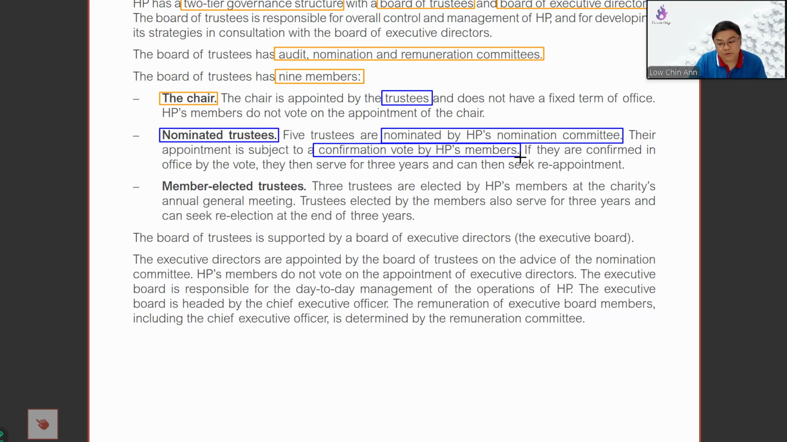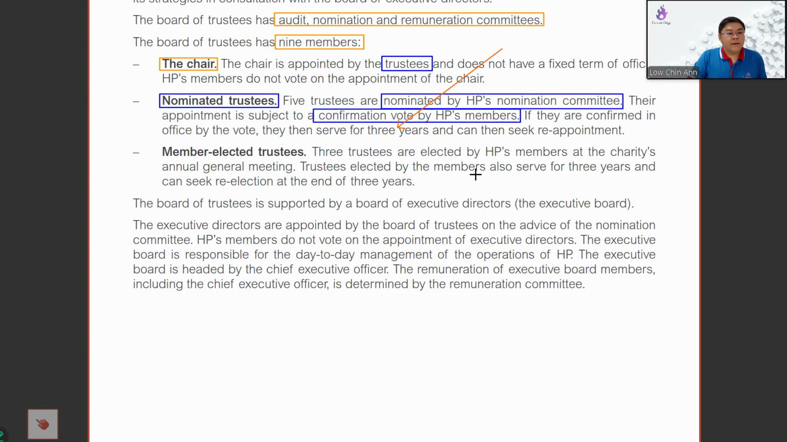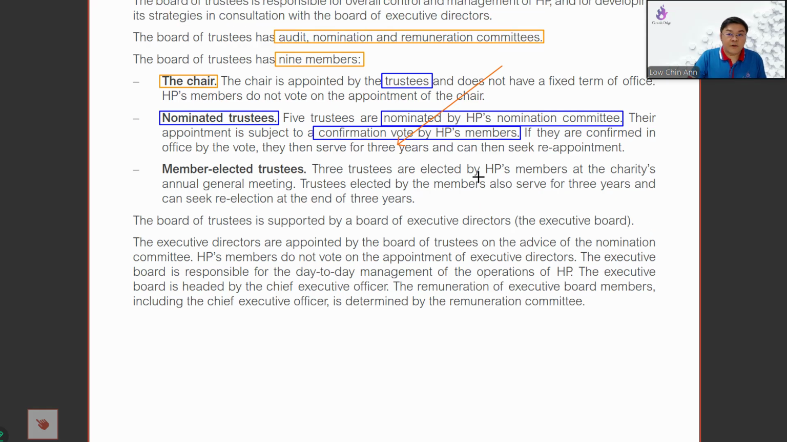Remember, members don't own the charity, but they have the power to vote. So if that's the case, they encourage people to be members. If they are confirmed in office by the vote, then they will serve for 3 years, and then they will seek reappointment. So it's not like typical corporate governance on an annual basis. They go for 3 years. Of course, 3 years means less work and saves costs, but it also means that if you've got somebody that is not good, they can stay on for a longer period and cause more damage.